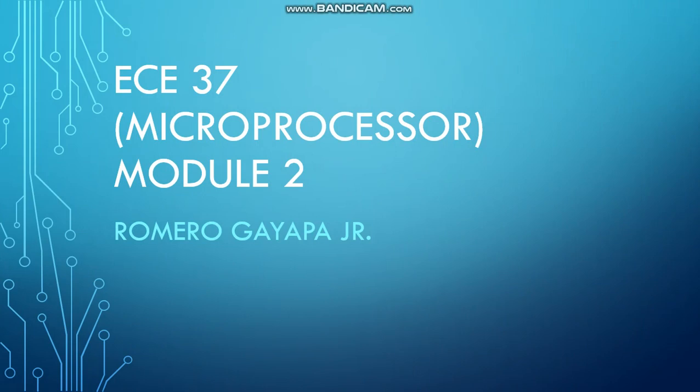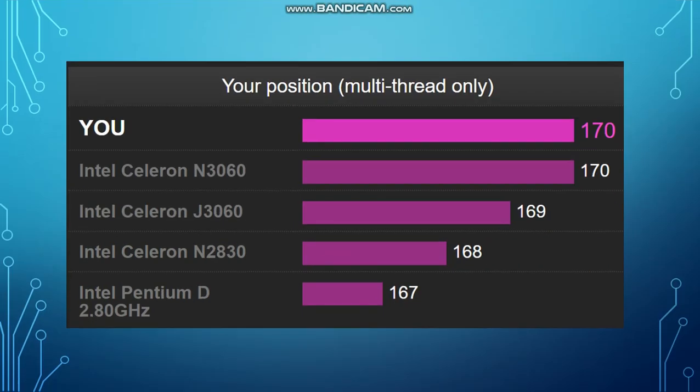In my Activity number 1, my CPU benchmark score is 170, an Intel Celeron N3060. And then I'll choose the Intel Celeron N2830 as the comparison basis. So first, some trivia about the Intel Celeron N3060.